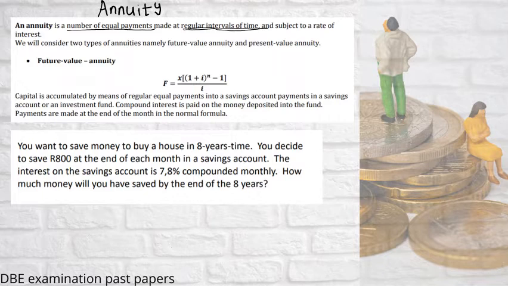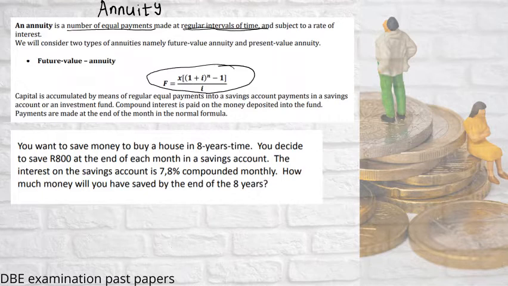We call that annuity a future value annuity. You understand? So we're just going to start with the future value annuity, and this is the formula. F is equal to x into (1 plus i) exponent n minus 1, over i, right? This formula was derived from a geometric series, and that's how they got it.